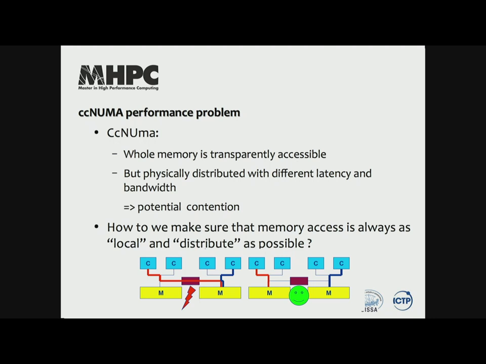So how can we make sure that memory access is always local and as distributed as possible? Suppose that you have many different threads that read many different locations of memory. You would like, ideally, that these threads read the memory here, and the other threads read the memory here. So that's the main challenge, and you have to be aware of it.